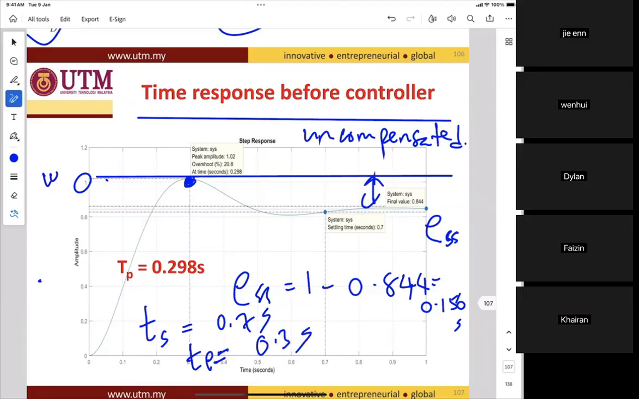What is the Cmax, maximum amplitude? 1.02. What is the unit? Radian per second. Astaghfirullah. Amplitude is not radian per second. That is a frequency. Cmax, maximum amplitude here is a voltage, 1.02 volt.